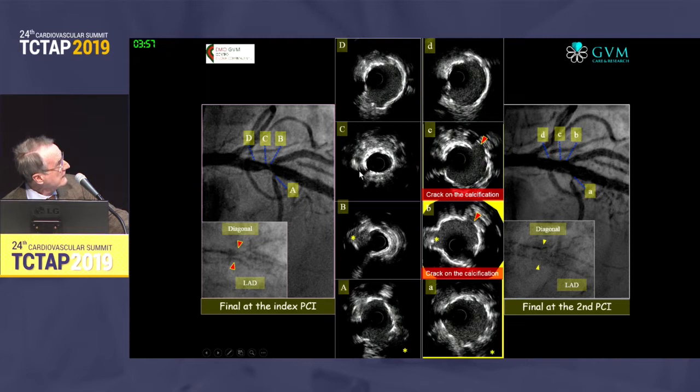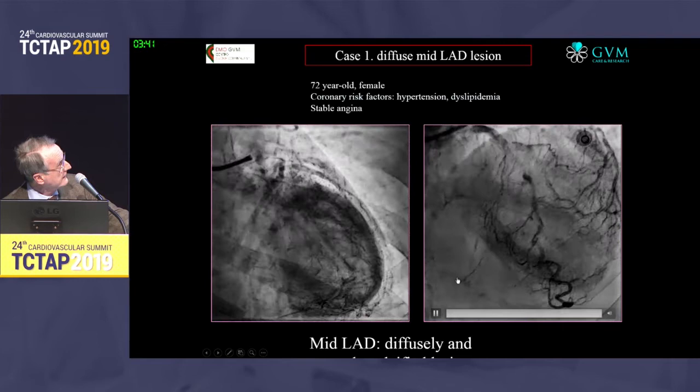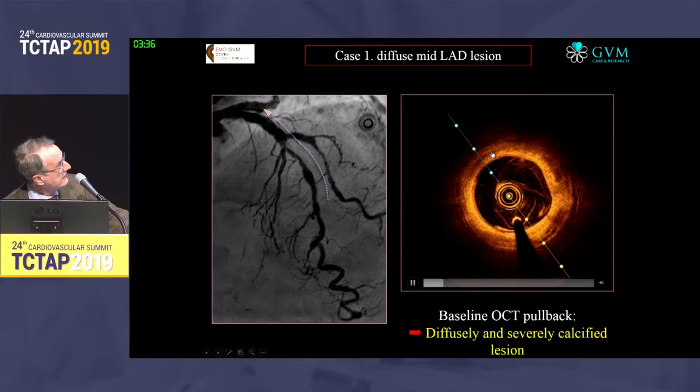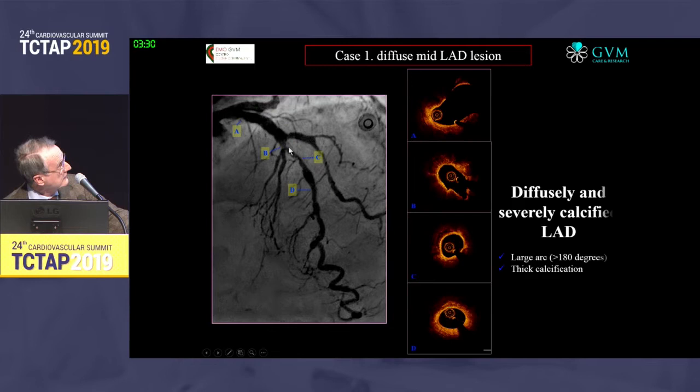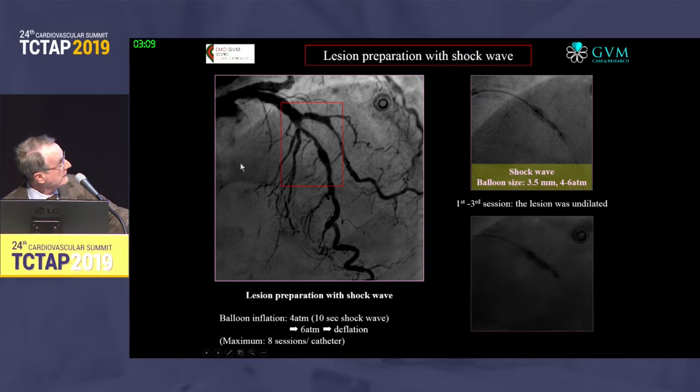Another possibility is to use shock wave. Shock wave is not approved for in-stent restenosis, but I think it is another very elegant solution. This is not in-stent restenosis, it's a diffuse calcified lesion of the LAD. You see by OCT that there is a lot of calcium. With shock wave, you can really obtain a very good result, and I would say so far in a very safe situation, because we have used it, and even from other experience, I don't have any mention of vessel rupture, so it's most probably a very safe alternative, not always usable without predilatation.